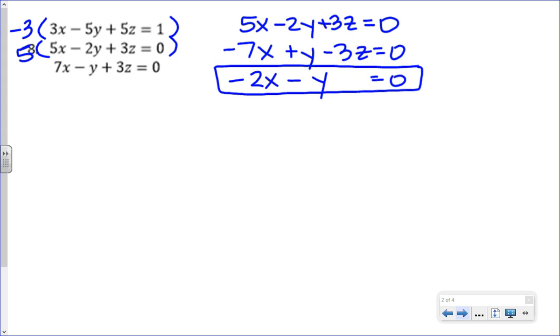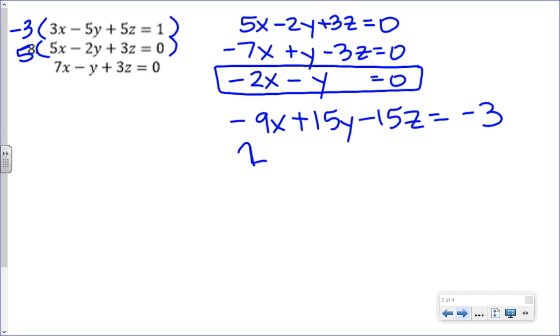So, probably wrote too big. We'll do it right here. So we have negative 9x plus 15y minus 15z equals negative 3. And we have 25x minus 10y plus 15z equals 0.